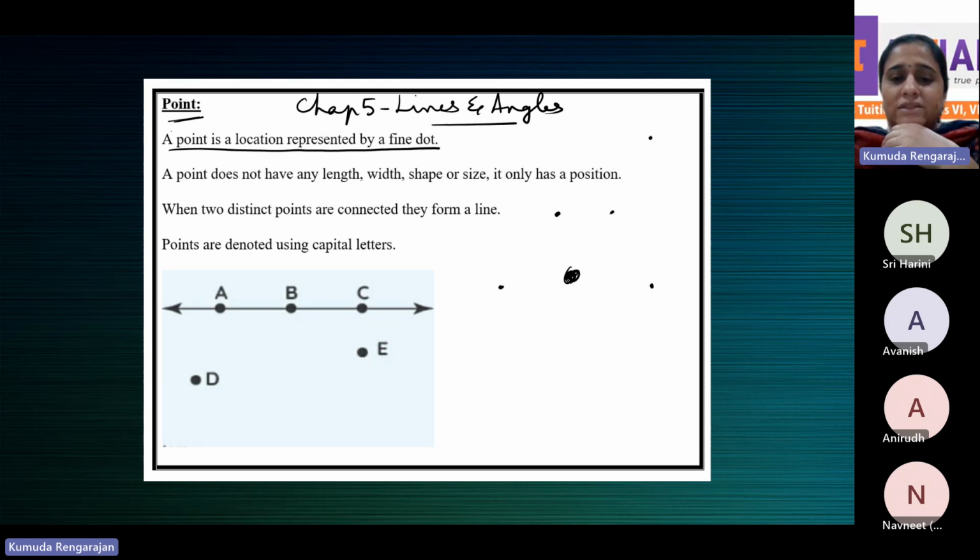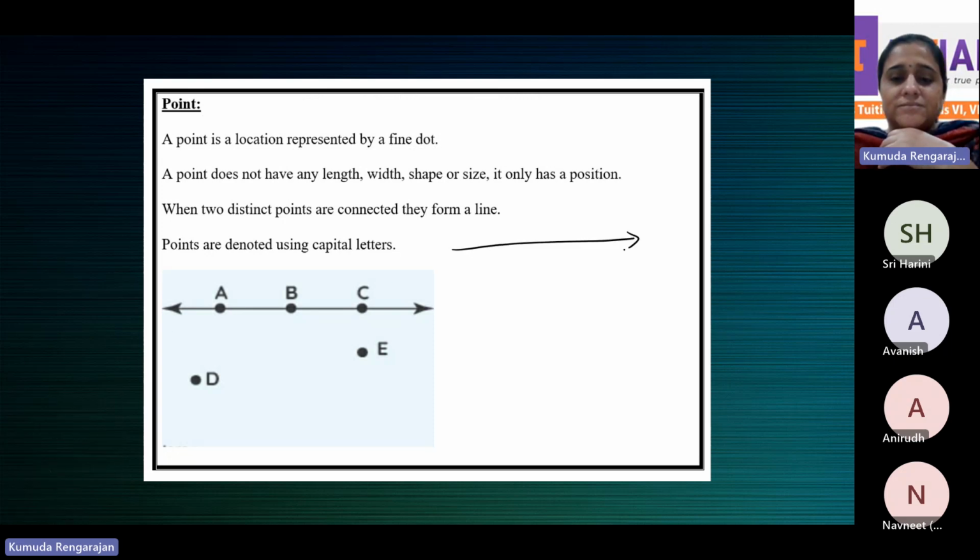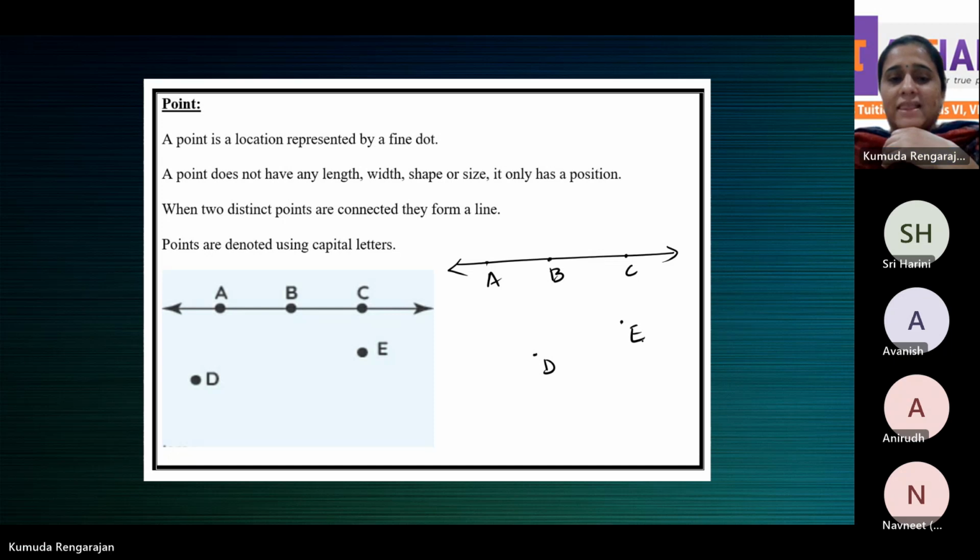You should not mark a point like this. In the diagram, of course, you can see it's very bold here, but actually it's not like that. You should not make such a big thing. It's a fine dot. So see here, points A, B, C, D, E. You can see that the points A, B, and C lie on this line. But the points D and E do not lie on the line. They are outside the line.